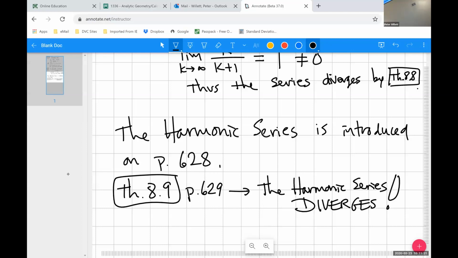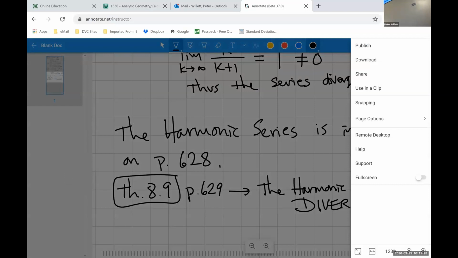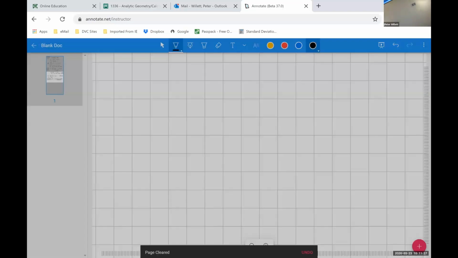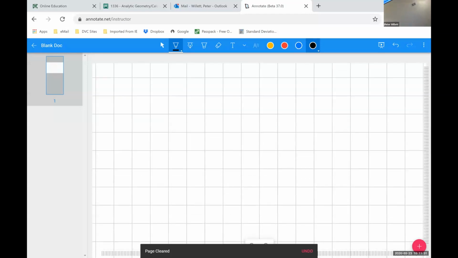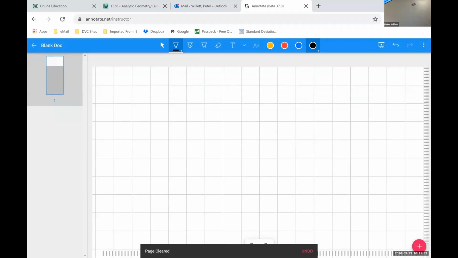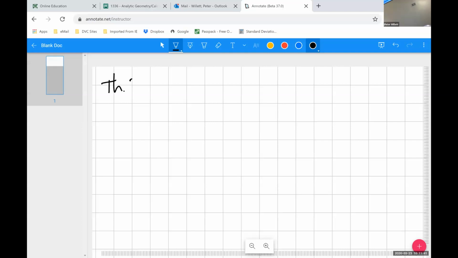Okay, so I'm gonna give us some fresh space here. Okay, so now let's look at the next one. So this is another test we're going to have to help us determine whether a series converges or diverges. And this is called the integral test.